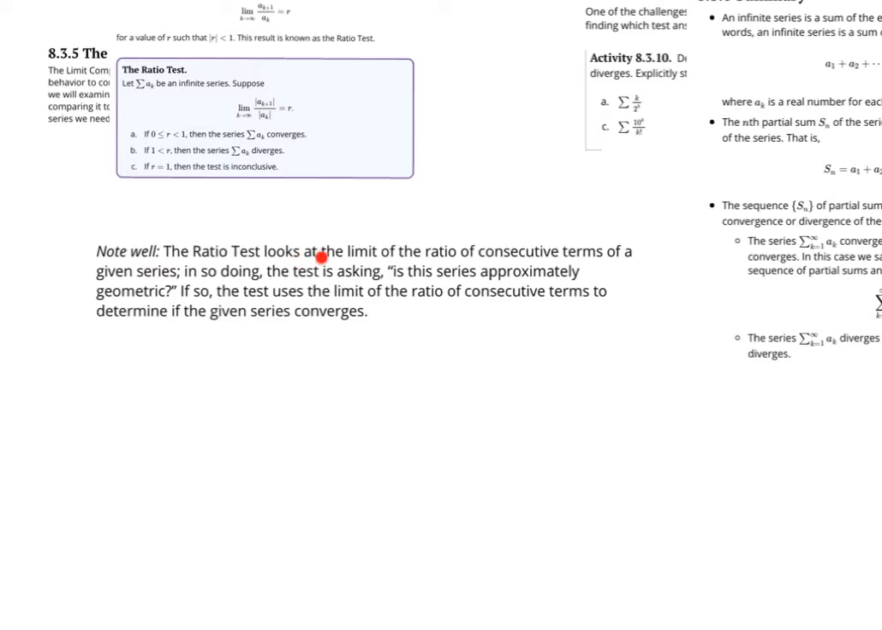The ratio test looks at the limit of the ratio of consecutive terms of a given series. So it's asking, is this series approximately geometric? And as we reviewed earlier, one way to tell if a series is geometric is to consider the ratio of consecutive terms. So the ratio test, even though our series is not going to be geometric, we're using the test to figure out if a series is geometric to determine whether or not these series will converge.